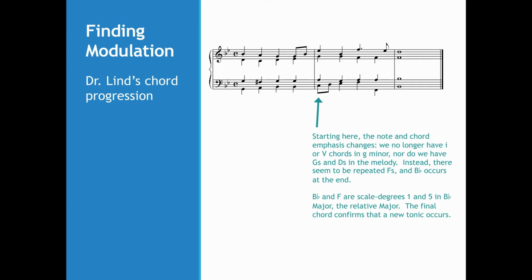So that's suggesting we have a shift to an emphasis on B flat and F. These are scale degrees 1 and 5 in the key of B flat major, which is our relative major key. The final chord being a B flat chord also confirms that a new tonic occurs. So these are all hints that we probably have a modulation happening here. We don't have F sharps anymore. We've got a shift of emphasis of notes, and the last chord is B flat major.